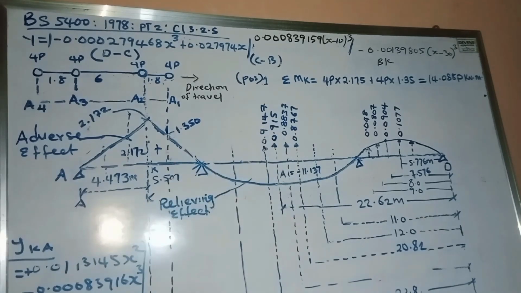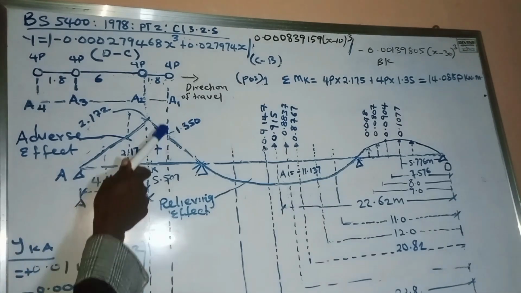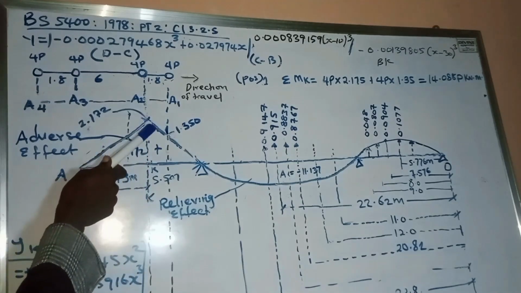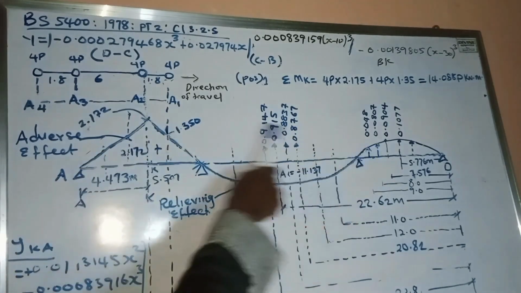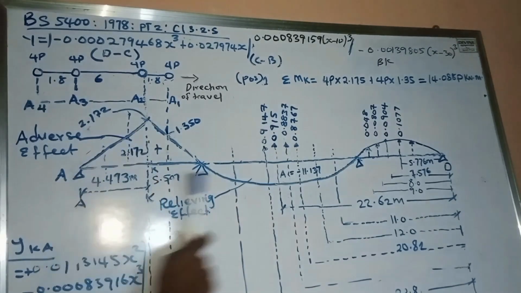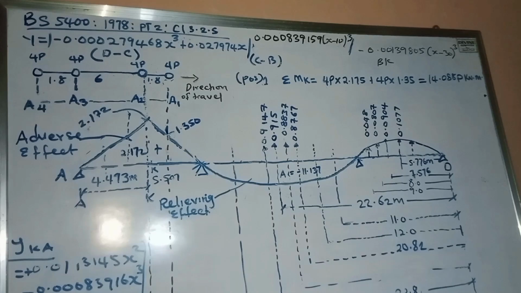Okay? But if we try 26, we will have two axles on this adverse zone, sorry, and two axles on the other adverse zone. That will give us a good value for our positive moment, which is a sagging moment at point K. So I think that is the best option we are going to try out. Now, if you look at the board, the ordinates at various points, I've been able to work it out.